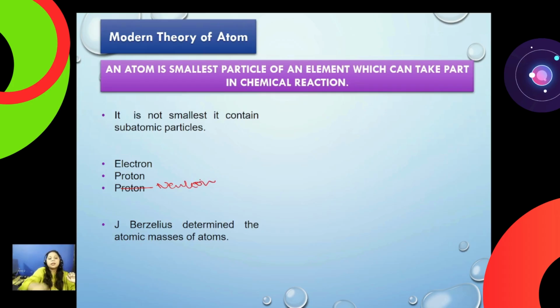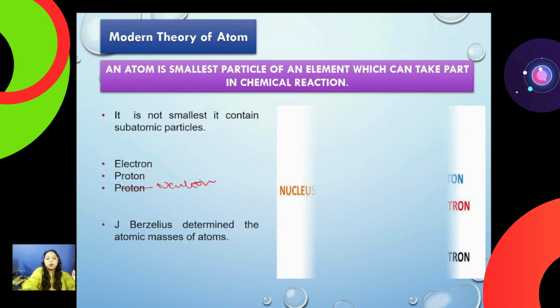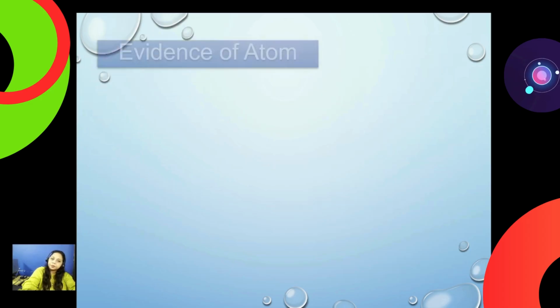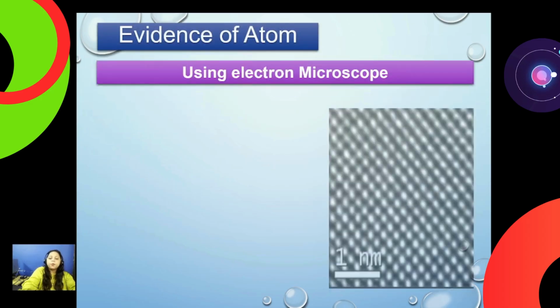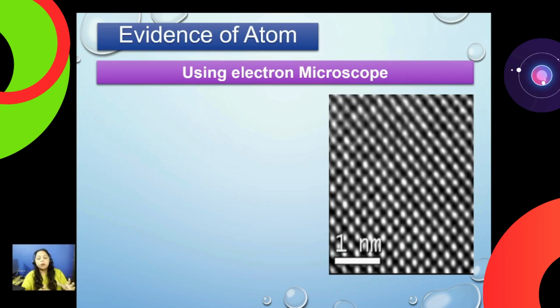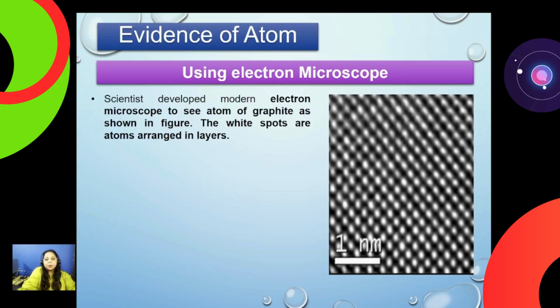And J. Berzelius was the one who determined the atomic masses of an element. So, if we want to observe the electrons, we need to use the electron microscope, because the ordinary microscope, or you can say the light microscope, is not able to magnify the object to that much extent. The electrons are very, very small. If we want to look at the structure of an atom, we need to use a very high tech microscope.